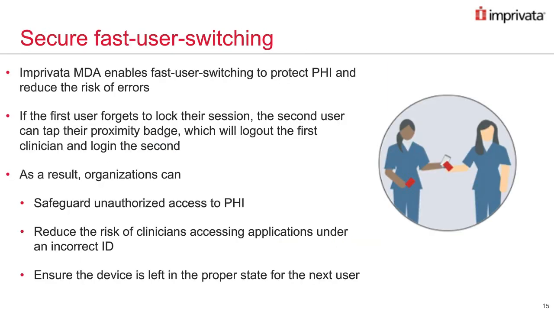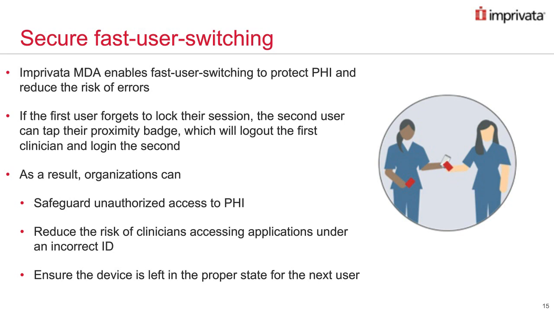And then I briefly touched upon this a minute ago, but because these mobile devices are shared by clinical staff, there's a greater risk of a provider accidentally accessing and using devices while logged in as a different user. This increases the risk of PHI exposure as well as medical errors and data inaccuracies. Imprivata Mobile Device Access addresses this by enabling secure fast user switching with the same simple badge tap used to unlock the device. Providers can instantly close their session and log off. This safeguards patient data, greatly reduces the risk of clinicians accessing applications under an incorrect ID, and leaves the device in the proper state for the next user.